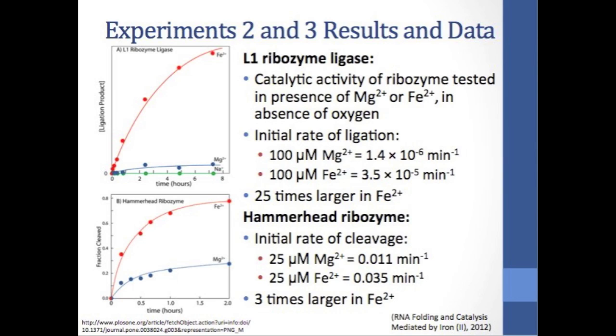For the hammerhead ribozyme, in 25 micromolar Mg2+, the initial rate of cleavage was 0.011 fractions cleaved per minute, while it was 0.035 fractions cleaved per minute in 25 micromolar Fe2+. This is 3 times higher in Fe2+ than in Mg2+. Finally, when these were tested in only sodium ions, the rates were 0, thus showing the efficacy of the control group.